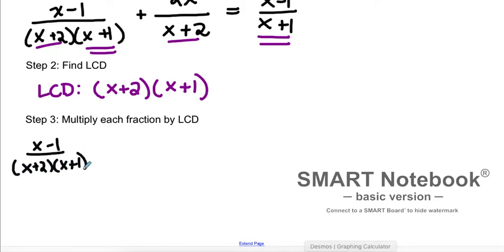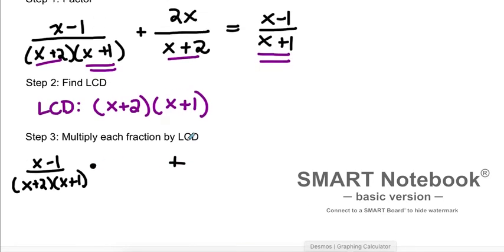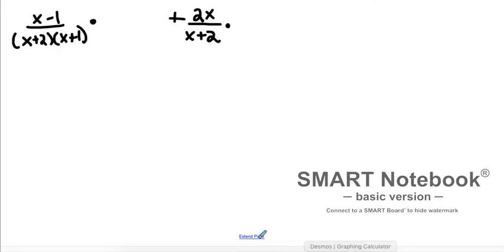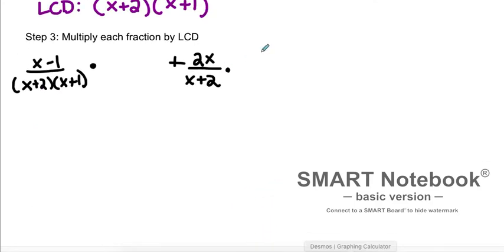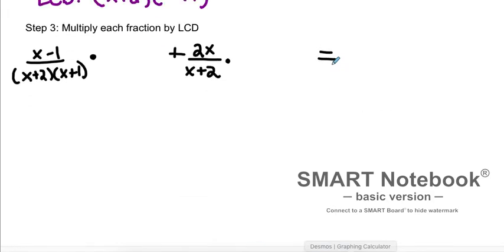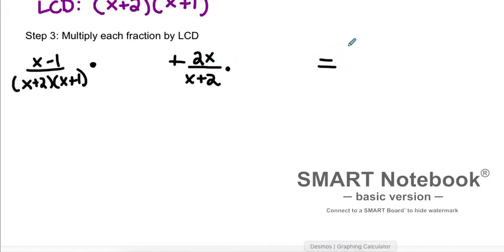x plus 1 times something, plus 2x over x plus 2 times, I'm going to need more space here. Leave space here, equals x minus 1 over x plus 1. Again, I left space because I need to multiply by the LCD. I could put it over 1.